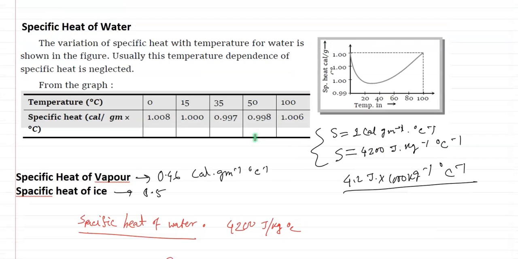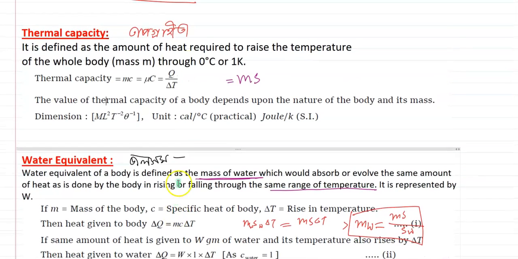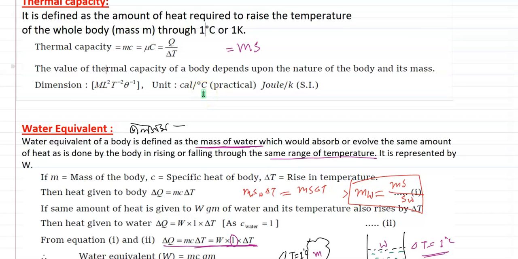like this, molar specific heat. Specific heat of water: we know the specific heat of water is 1 calorie per gram per degree centigrade in CGS unit, and in SI unit the specific heat is 4200. Okay, in SI unit specific heat. Thermal capacity is defined as the amount of heat required to raise the temperature of the whole body of mass m through 0 degree centigrade to 1 Kelvin, or through 0 degree C to 1 degree C or 1 Kelvin. The thermal capacity is the mass times the specific heat capacity, Q by delta T. Maybe we can write m into C.